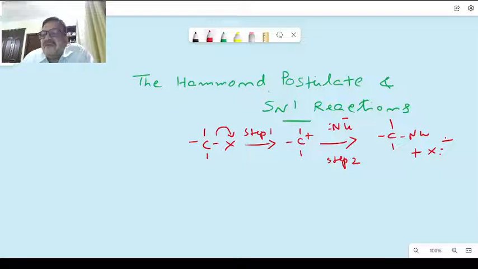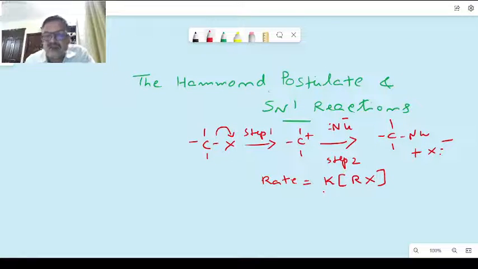Now, we have seen the rate. This is actually a two-step mechanism. In the first step, heterolytic cleavage of the C-X bond forms a reactive intermediate, the carbocation. So, the rate of the reaction depends only on the concentration of the alkyl halide, and it is independent of the concentration of the nucleophile. Whether you increase or decrease the concentration of the nucleophile, the rate of the reaction is not affected.